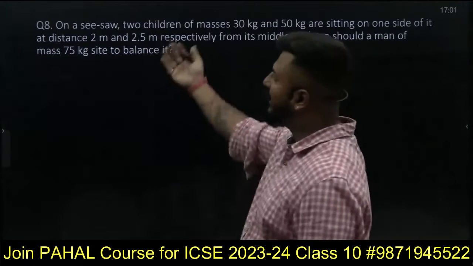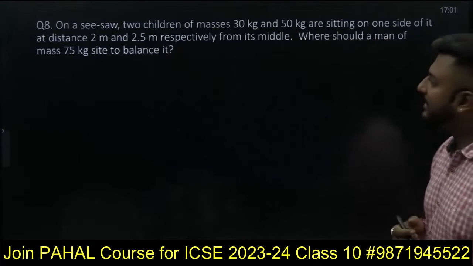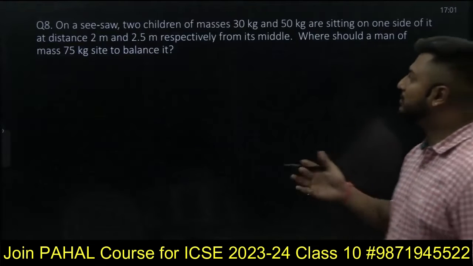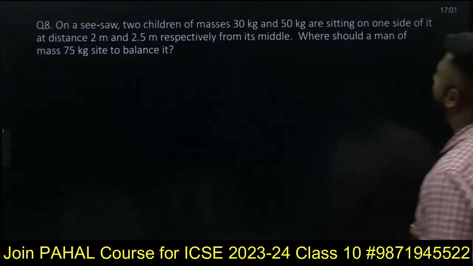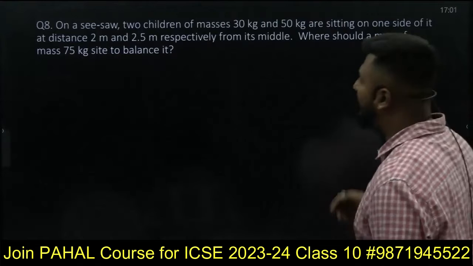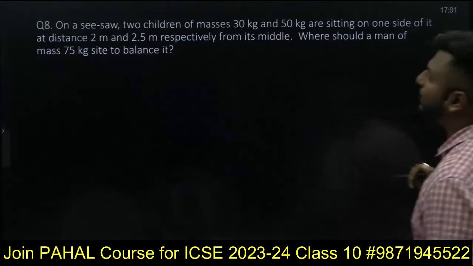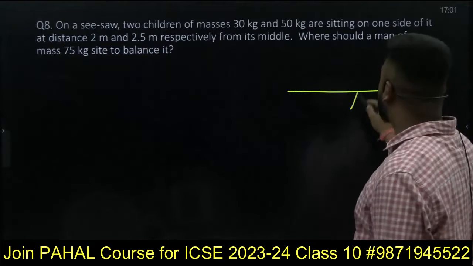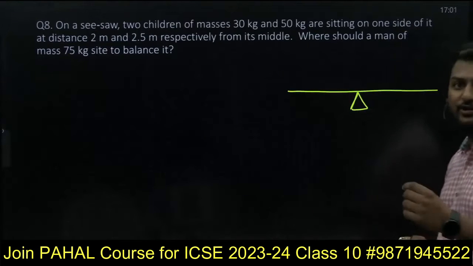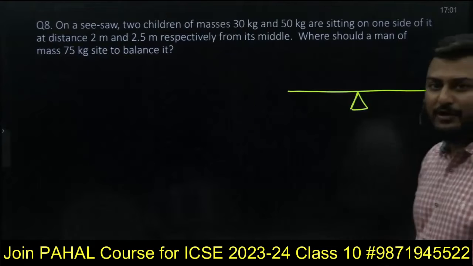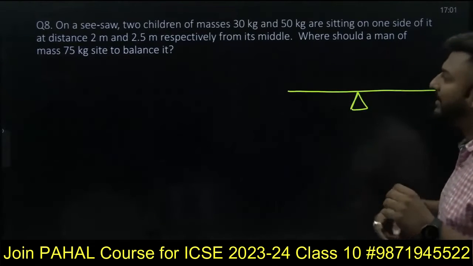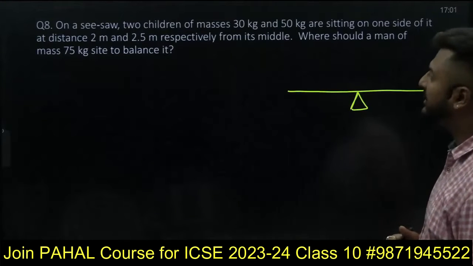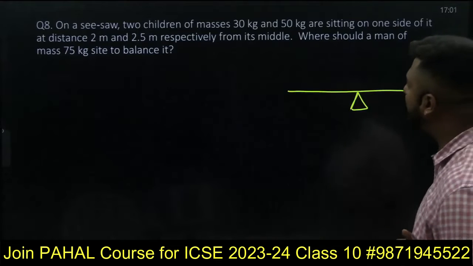Again, a very good question. Question number 8. It says on a seesaw, two children of masses 30 kg and 50 kg are sitting on one side of it at a distance of 2 meter and 2.5 meters from its middle. Very good. So let us first make the diagram. As I already told you, if you make the correct diagram, half of the battle is won.